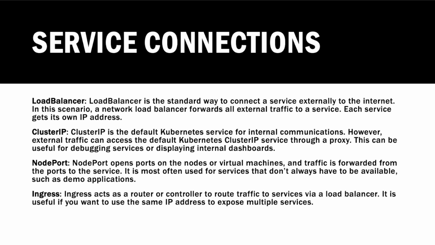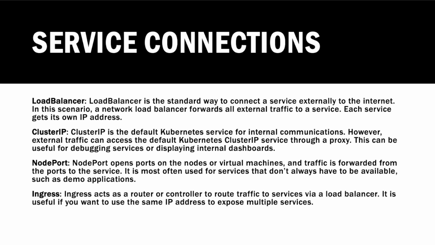Next is the cluster IP, which is the default Kubernetes service for internal communication. Keep in mind that's internal to the cluster, but external traffic can access the default Kubernetes cluster IP services through a proxy. And then you have the node port, which opens ports on the nodes or virtual machines, and traffic is forwarded from the ports to the service.